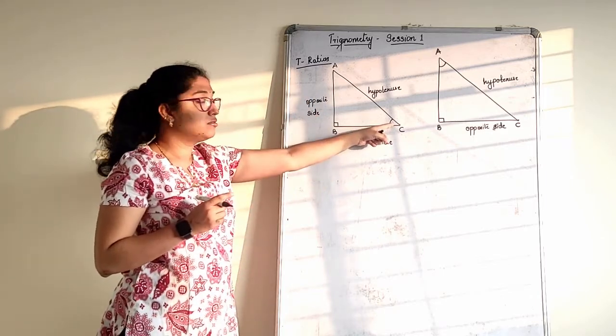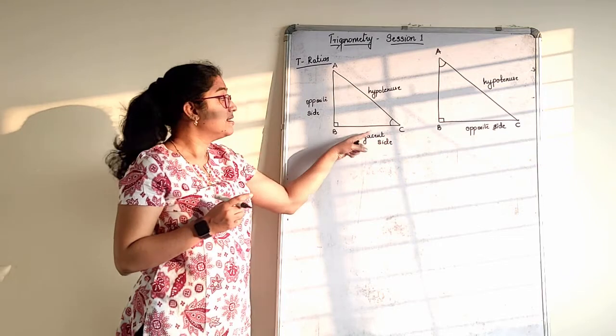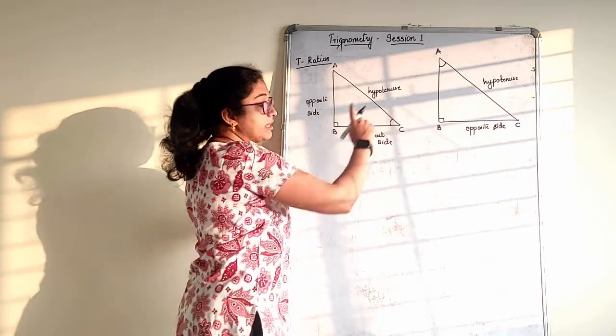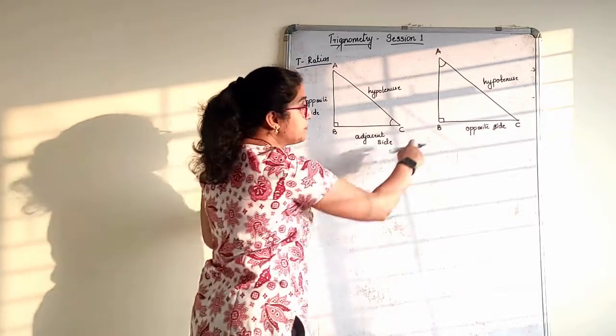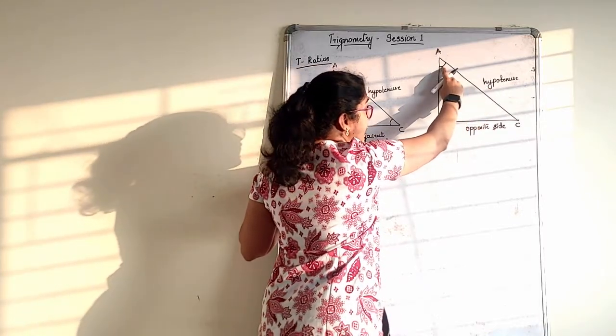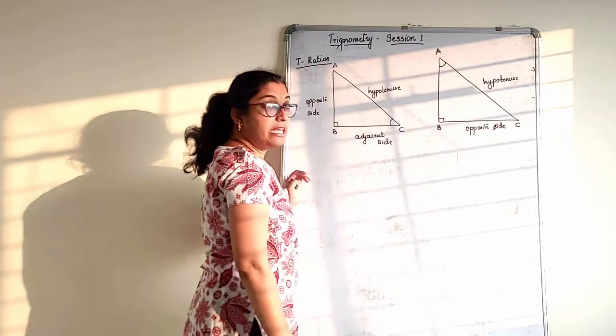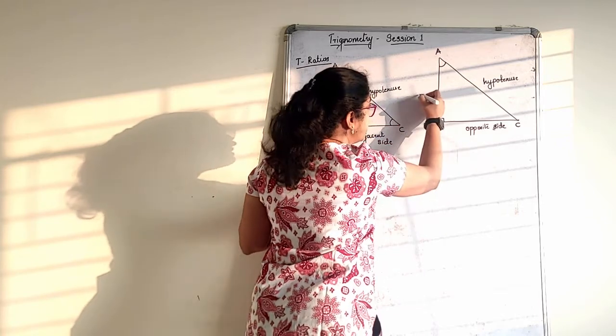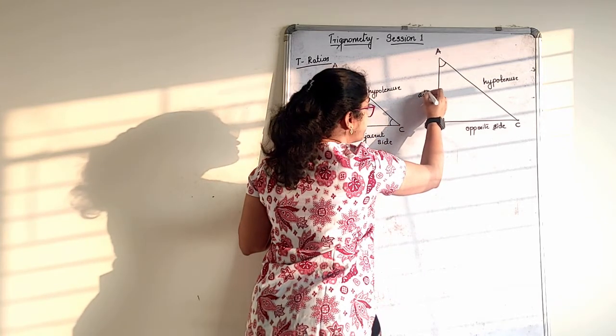Side opposite to angle C is the opposite side. Side adjacent to angle C is the adjacent side. When I talk about this part of triangle, this itself is a hypotenuse that we know. Now angle A, the side opposite to angle A is the opposite side, right? Then which is my adjacent side? This is the adjacent side.